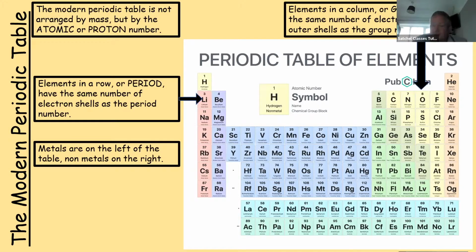Again, quick recap, metals are on the left of the table, non-metals are on the right of the table. If you're ever unsure, look for something that you know, for example, oxygen. You know it's a non-metal, find its position on the table, and you know that side is non-metals. Then you find something that you know that's a metal, for example, iron. You can see it's on the left-hand side of the table compared to oxygen. Metals are on the left.